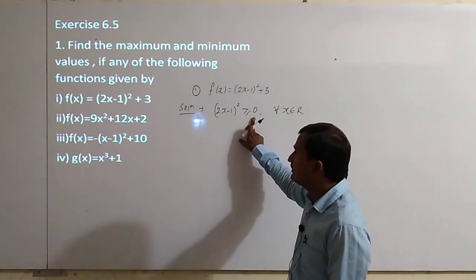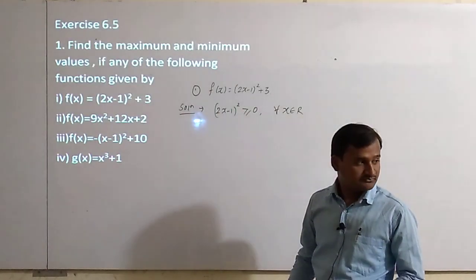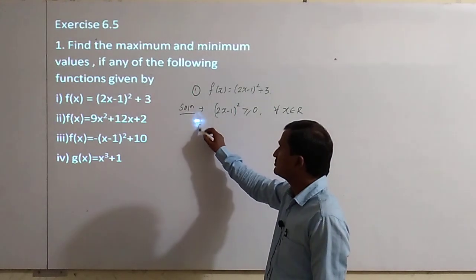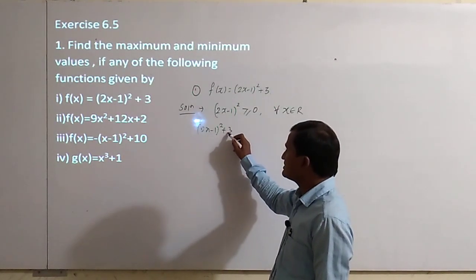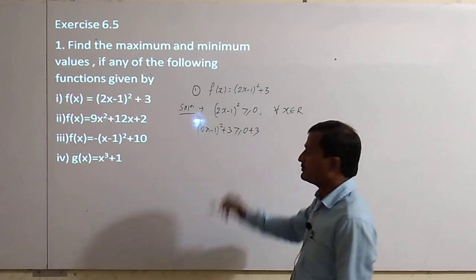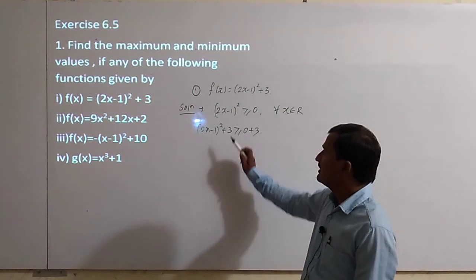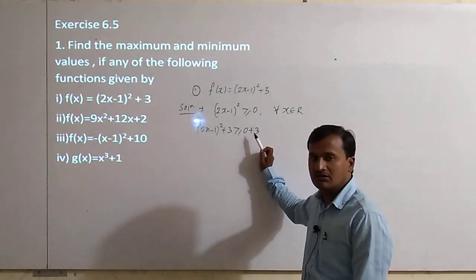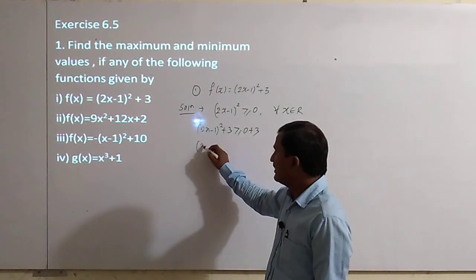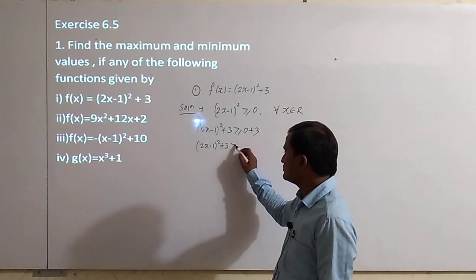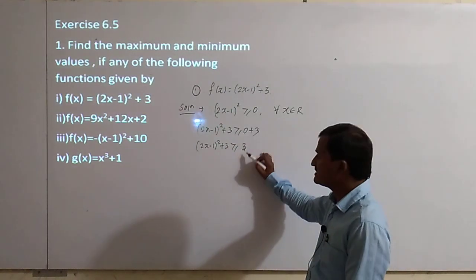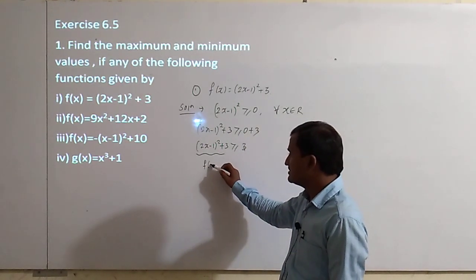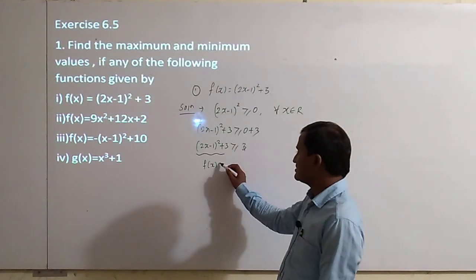Is it right? Now I will rearrange this inequality by adding 3 on both sides. So 2x minus 1 whole square plus 3 is more than or equal to 0 plus 3. Here I have added 3 on both sides of the inequality. Therefore 2x minus 1 whole square plus 3 is more than or equal to 3, because 0 plus 3 is 3. So clearly this gives f of x. f of x is equal to what?